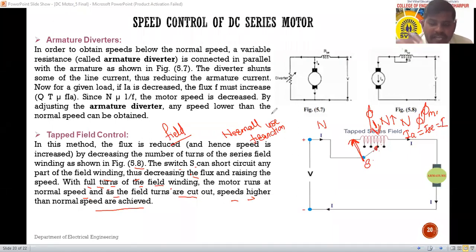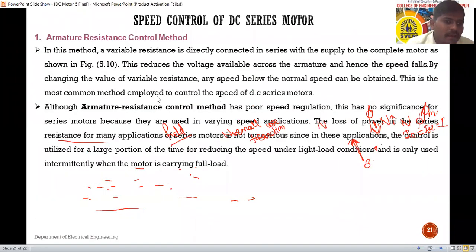The speed of the motor will increase gradually, so that means the speed of the train will increase gradually. So this is one of the tapped control techniques, or tapped field control. These are all techniques related to field control.